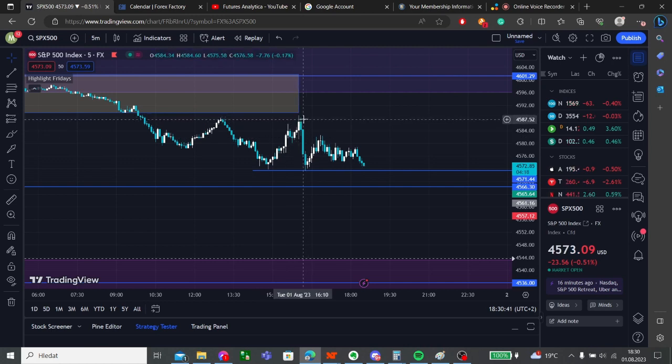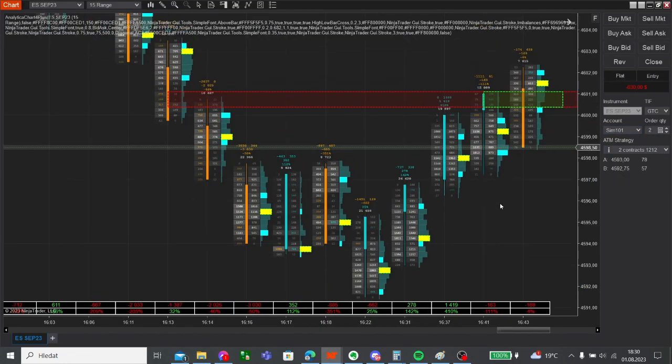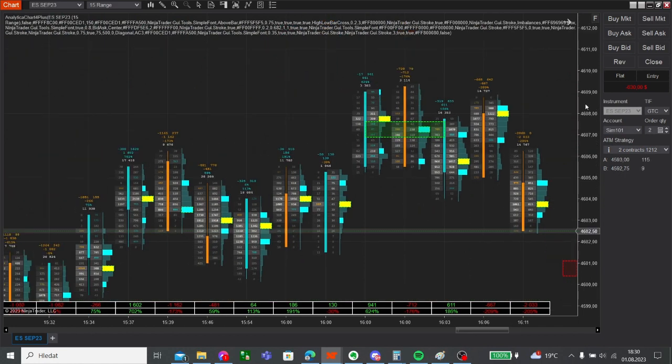Could have also traded this downtrend. This is what TJR traded, based off this liquidity sweep, but I wasn't sure, and I'm going to show you why. It's just a simulation account, but this was the liquidity sweep that TJR took a trade off.